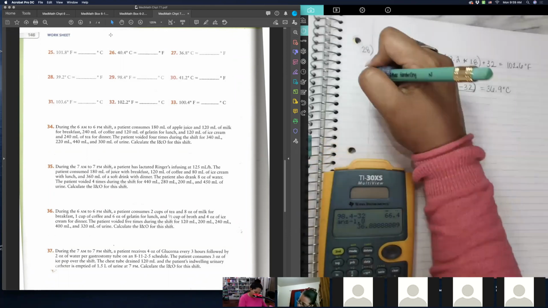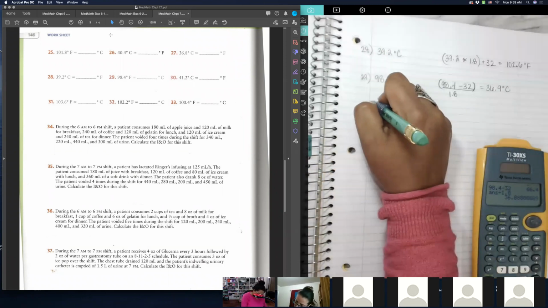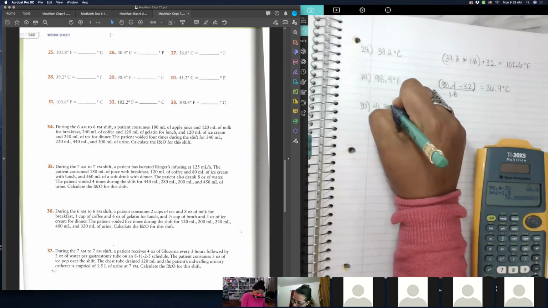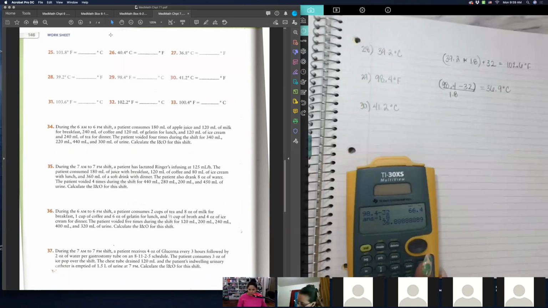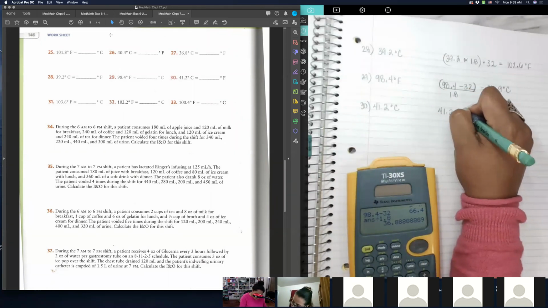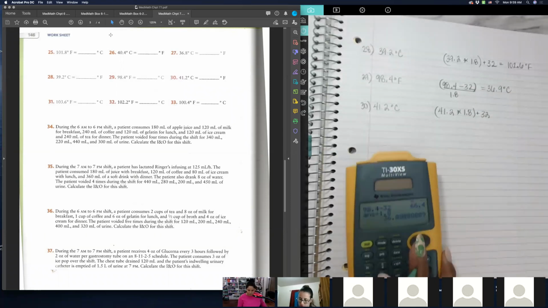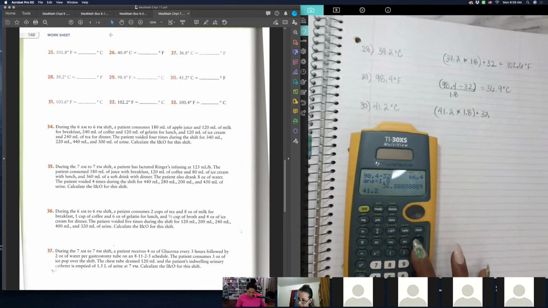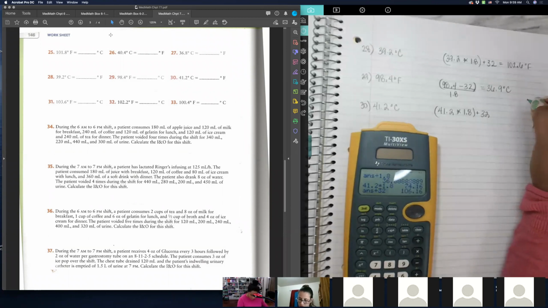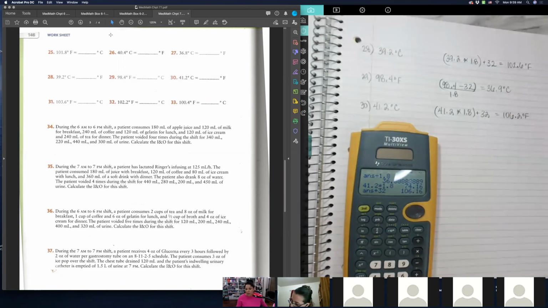All right, 30. We're taking 41.2 degrees Celsius, and we want to convert that to Fahrenheit. So we're going to take 41.2, multiply it by 1.8, and then add 32. So 41.2, multiply by 1.8, add 32 is going to give us, rounded to the tenth place, a temperature of 106.2 degrees Fahrenheit.